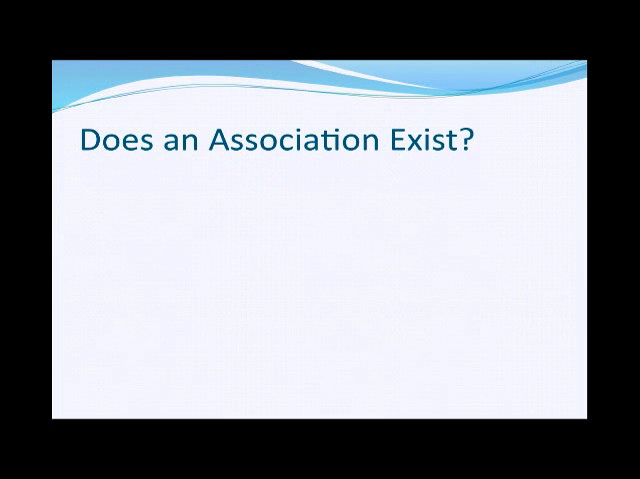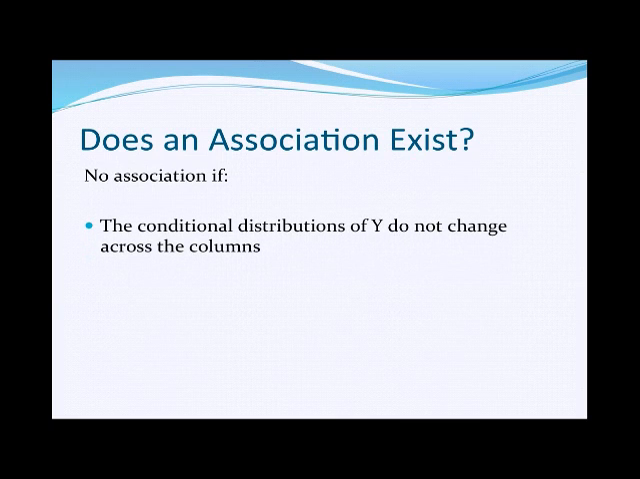Now, we'll find out if an association exists or doesn't exist by using two different methods. To find out if an association doesn't exist, we'll check whether the conditional distributions of y do not change across the columns in our bivariate table. The second way is if the obtained chi-square is 0. By finding these, we'll know that there is no association between the two variables. If we don't find these, then there is an association, and we can continue.